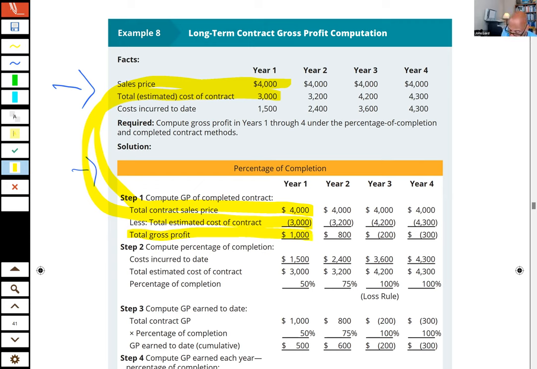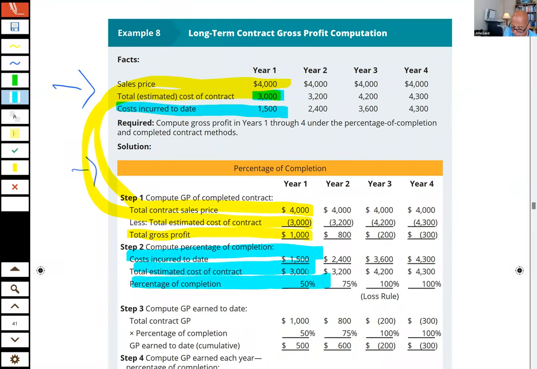Now, the cost incurred to date on this thing is 1.5 million. And if I think I have a total estimated cost of 3 million, then what am I? Cost incurred to date is 1.5, total estimated cost is 3 million. So I am 50% done, right? So now what do I do?